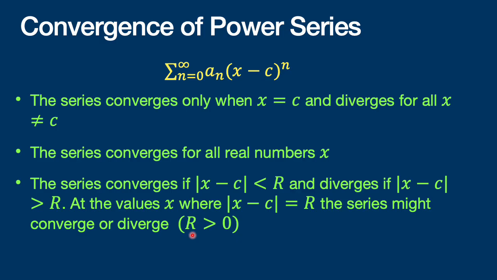A power series has only 3 possibilities for where the series converges: only 1 point, or all real numbers. If you know the r, the absolute value of x minus c less than r, it converges; the absolute value of x minus c greater than r, it diverges. If x minus c equals r, we cannot decide whether this series converges or diverges. Let's visualize this theorem.